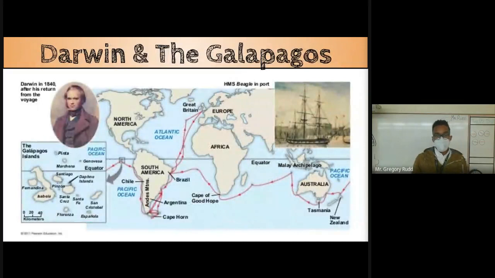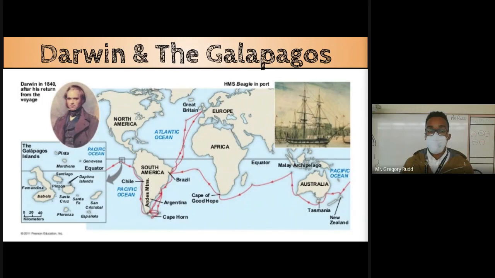Here is an image that kind of shows some of Darwin's travels. He traveled in this boat called the HMS Beagle. He literally traveled across the world. So they left Great Britain. They went to the eastern coast of South America and Brazil, and then they traveled around Cape Horn, the southern tip of South America.